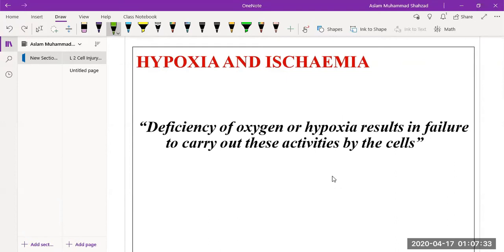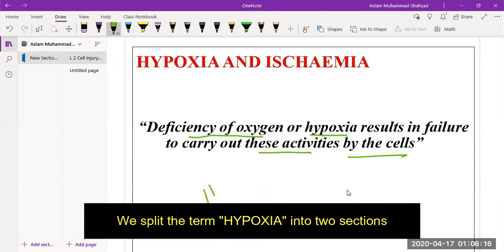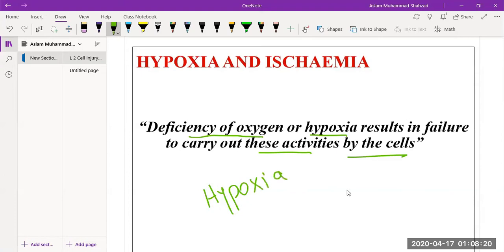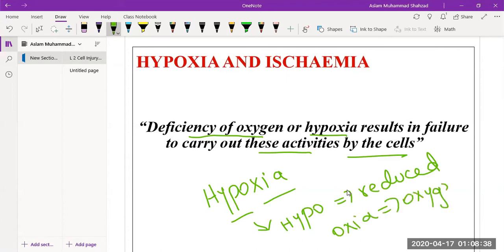Hypoxia and ischemia. It is defined as deficiency of oxygen, or hypoxia, resulting in failure to carry out normal activities by the cell. We split the term hypoxia into two sections: hypo and oxia. Hypo means reduced, whereas oxia means oxygen. So in hypoxia, there will be deficiency of oxygen, and that results in failure of normal functions that have to be done by the cells.